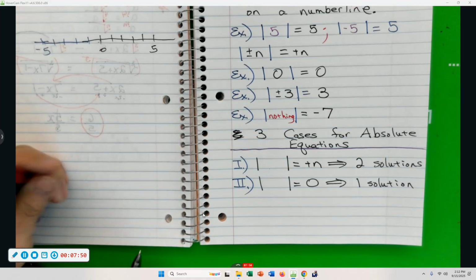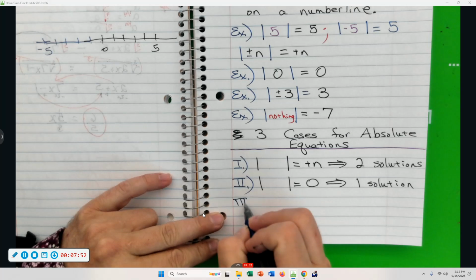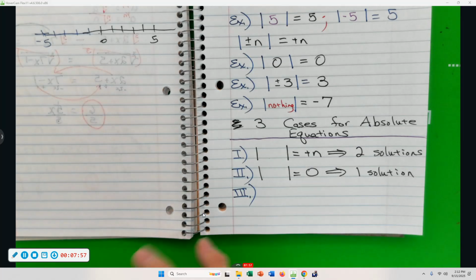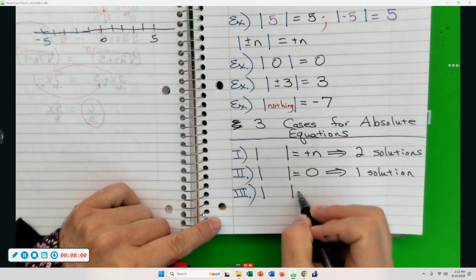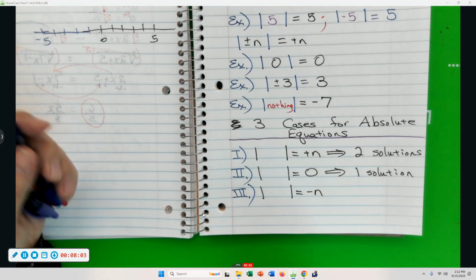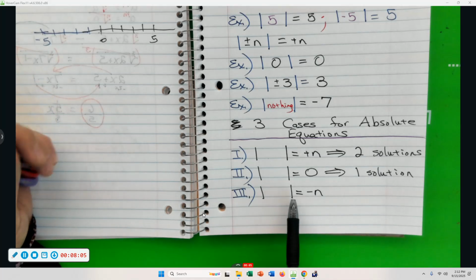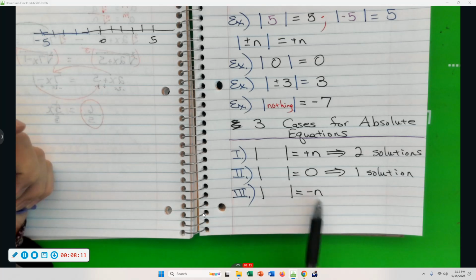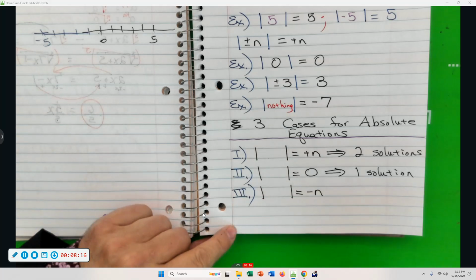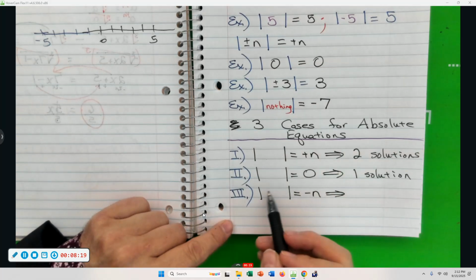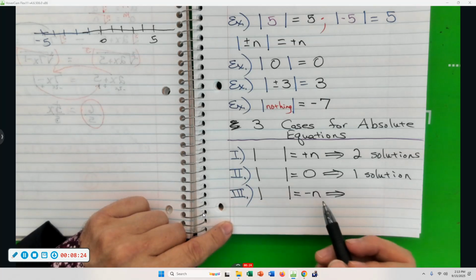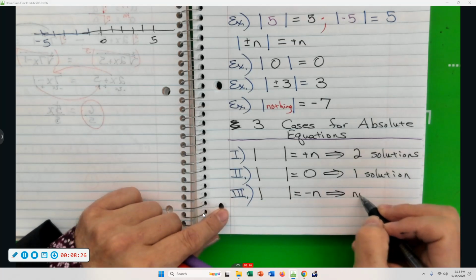Third and final case, you have the absolute value by itself on the left side, equaling a negative number. When you have the absolute value by itself on one side and a negative number by itself on the other side, what do you conclude? How many solutions will there be? No solution. Because no matter what happens inside those absolute value bars, when you take the absolute value, you're going to get a positive quantity. So I'll say no solution.